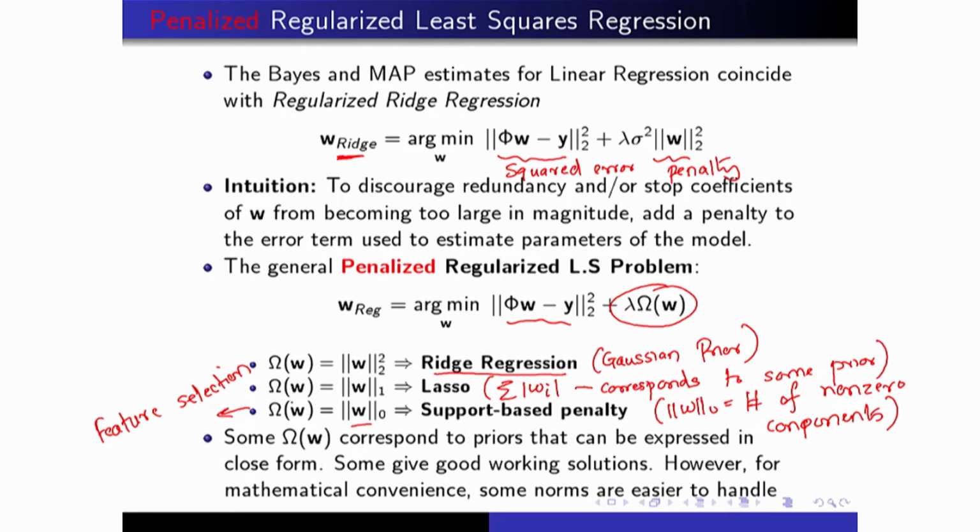So some of these omegas could be expressed in priors, that can be in closed form. However, some might not be easy to handle but give good working solutions. For example, lasso. You can actually write algorithms to find the lasso solution. The support based penalty is a lot more unwieldy.